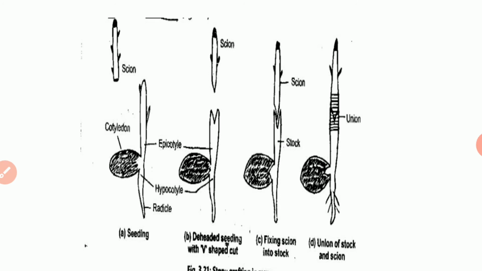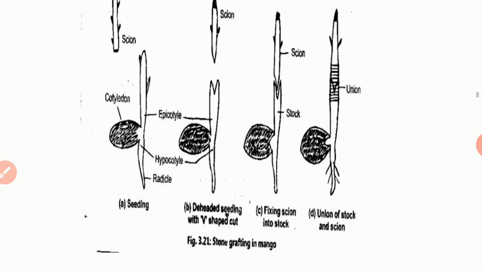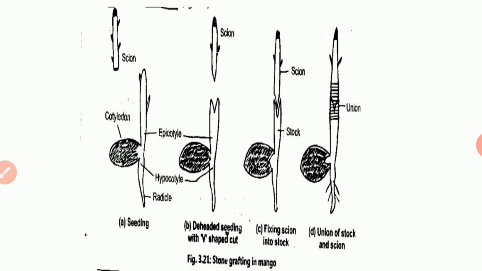In the next diagram, the B diagram, that is a deheaded seedling with a V-shaped cut. In that V-shaped cut, we just insert a scion and tie it with the help of polythene, and then it develops into a new plant.